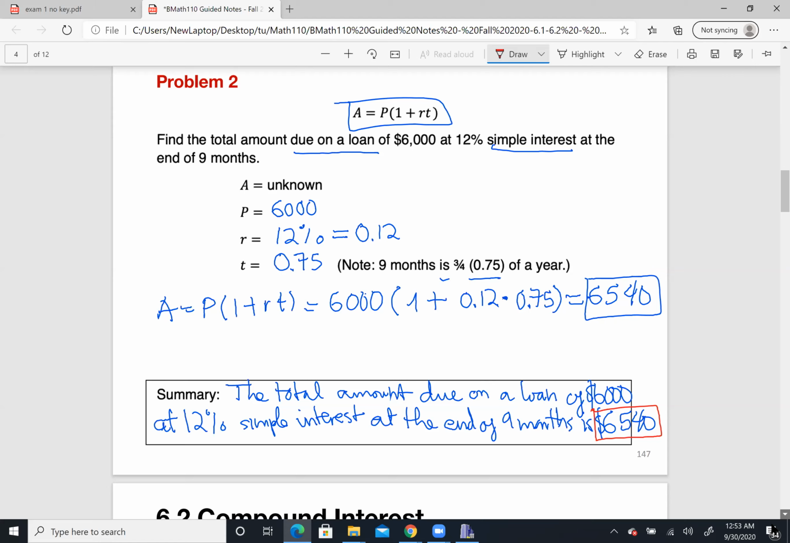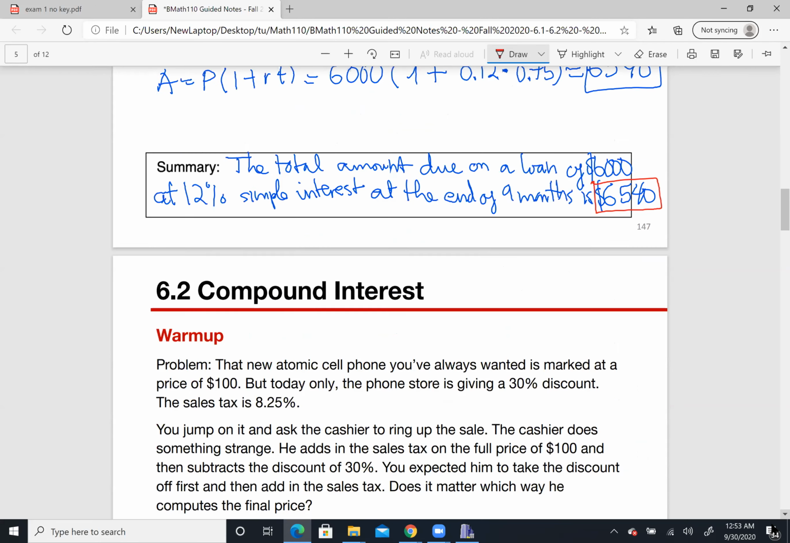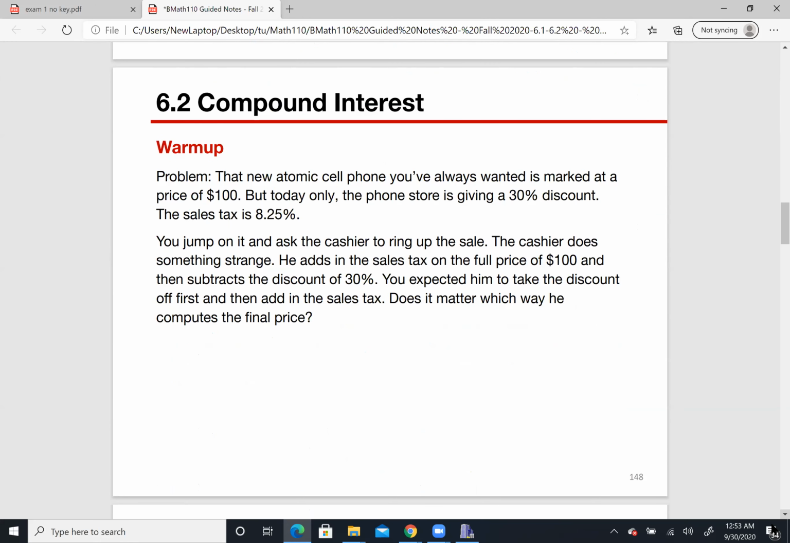And now let's move down to the next section. The first section was about simple interest. Now we're going to talk about compound interest.